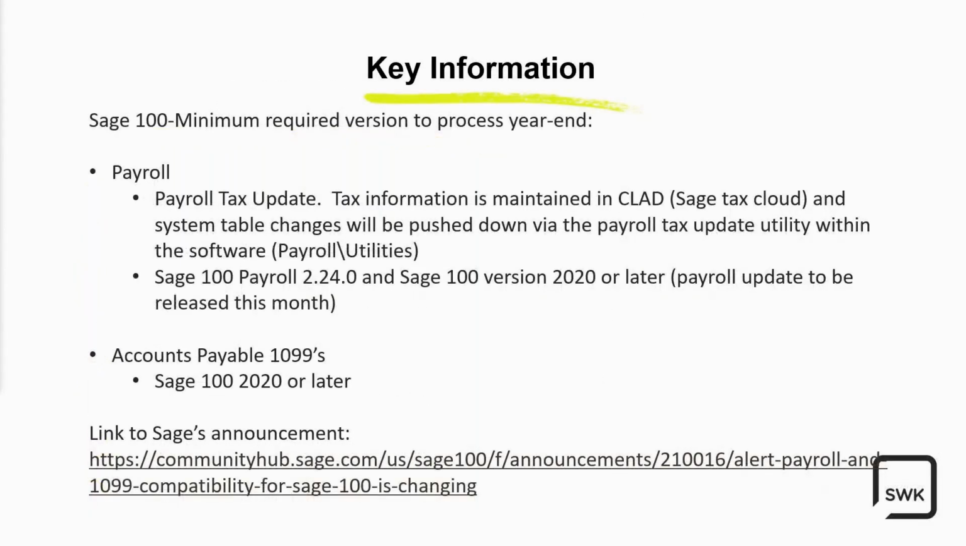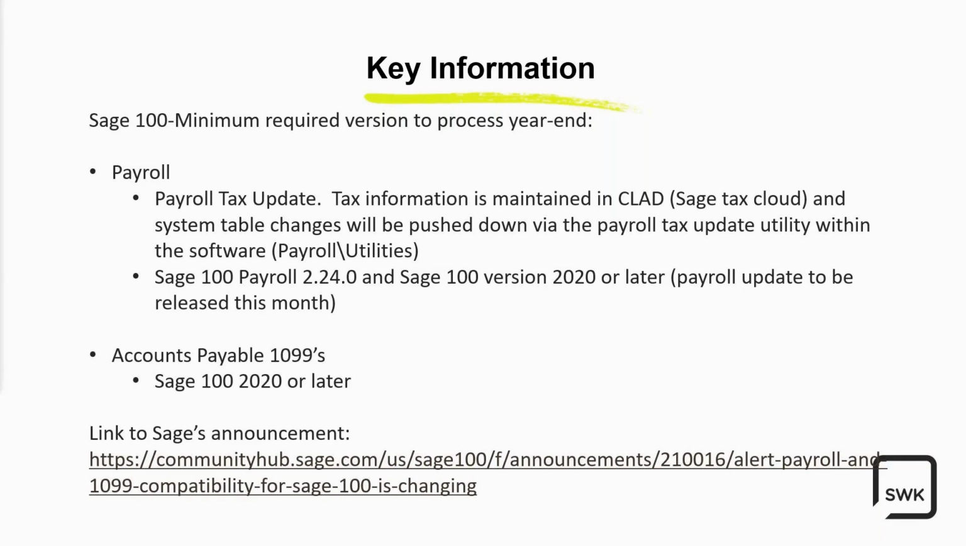So here's that key information. Sage has made some updates about what you can expect as far as the versions you need to be on in order to process 1099s or payroll W-2s. With payroll, there is typically a payroll tax update, and we'll talk about that when we go into the software, but it's maintained by the Sage Tax Cloud, and those updates are pushed down to your system. You can check in payroll utilities if you have an update present. A lot of times when you're doing key things in payroll, it will prompt you for that update as well, so you'll know if there's an update available, but there is a way to check, and we'll look at that in a little bit.